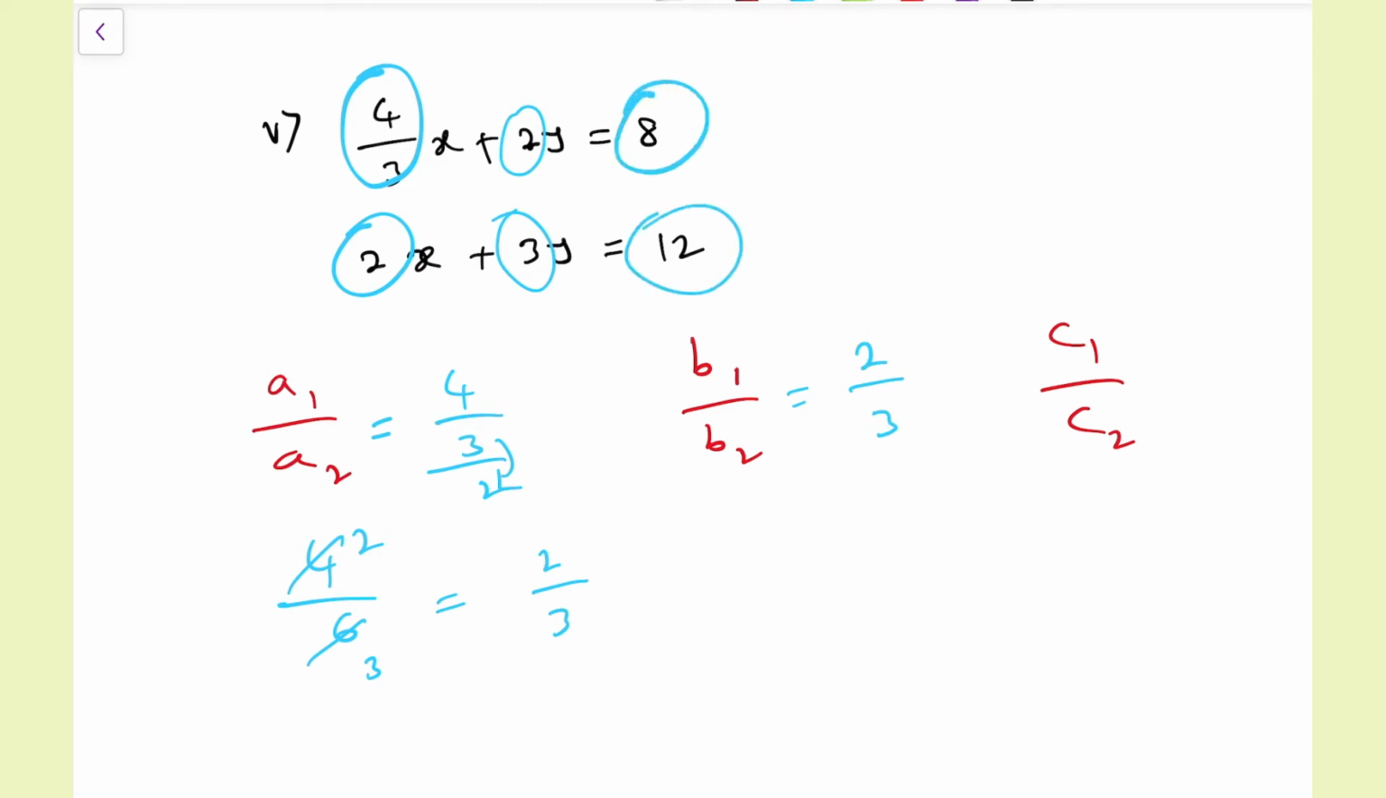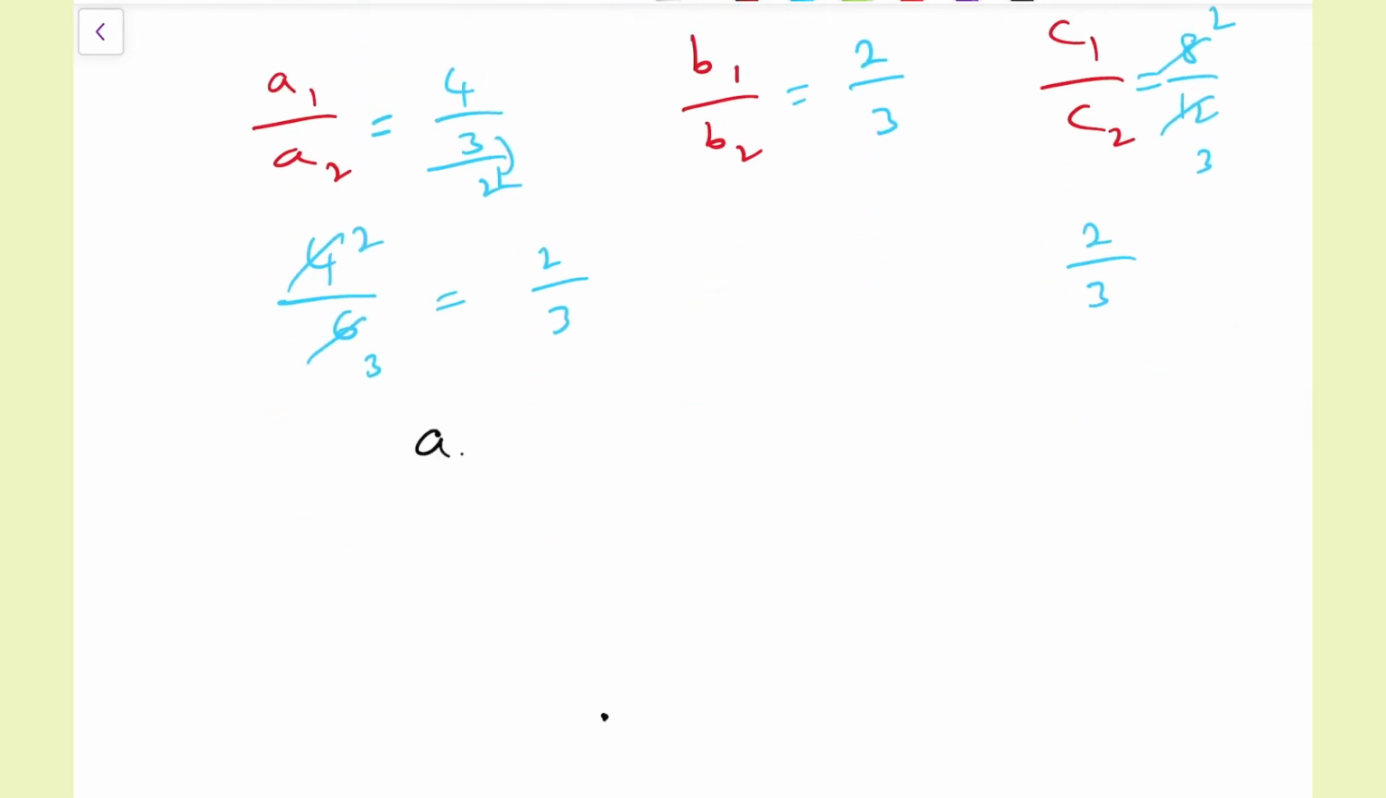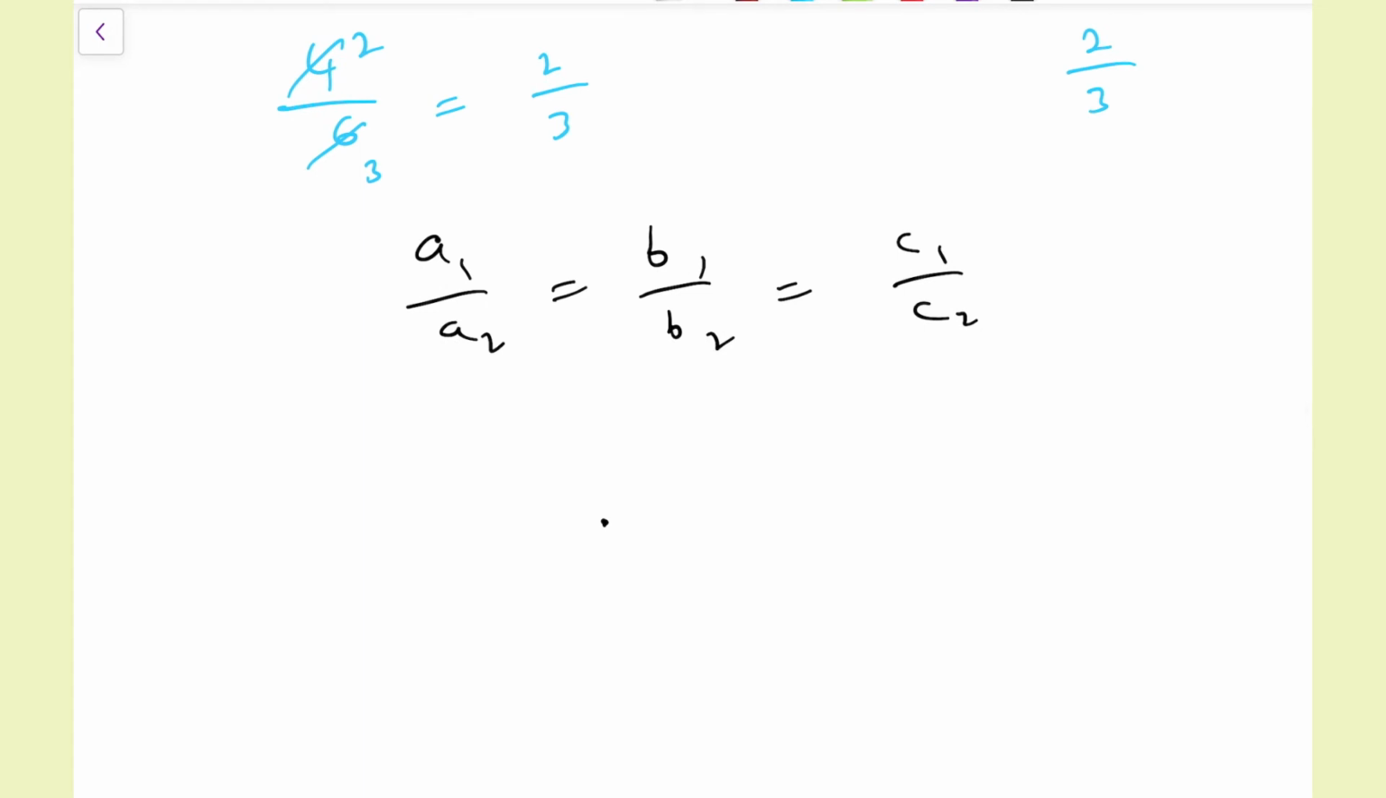8 by 12 equals 8 by 12. 4 twos are 8, 4 threes are 12. So again 2 by 3 only. In all the cases we got 2 by 3 only. So we can say that A1 by A2 equals B1 by B2 equals C1 by C2. If all three are equal to each other, then it comes under coincident lines. Coincident lines means solution will be there. So these are a consistent pair.